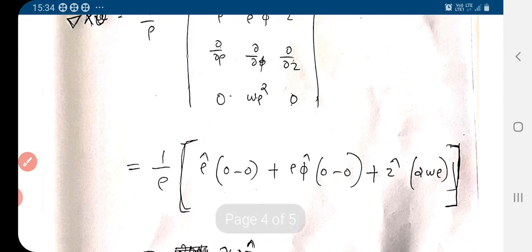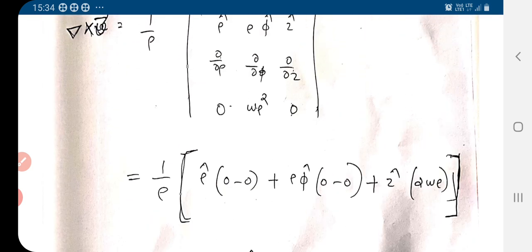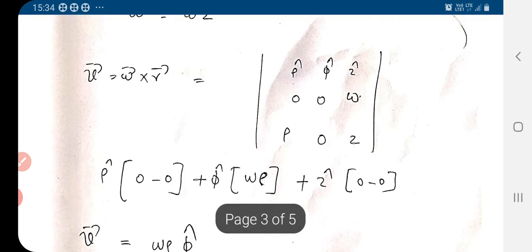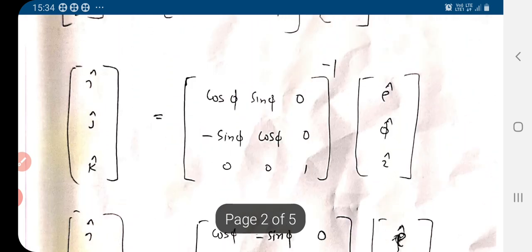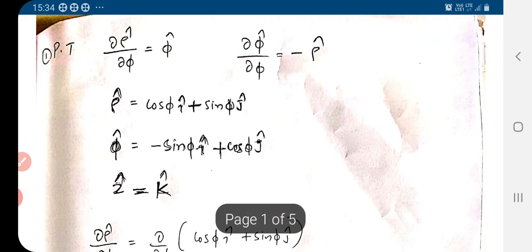So del dot R is 3 that we got, and del cross V and all these we have got. So we have now seen how to determine position vector R and how to evaluate the divergence, curl, or other quantities in the cylindrical coordinate system.